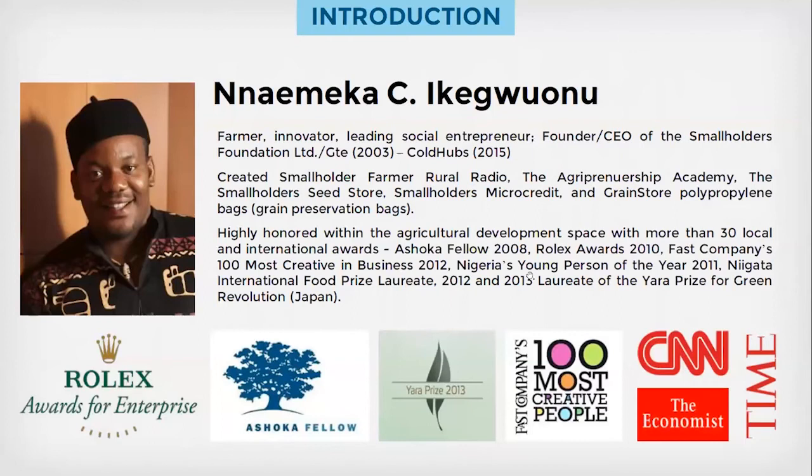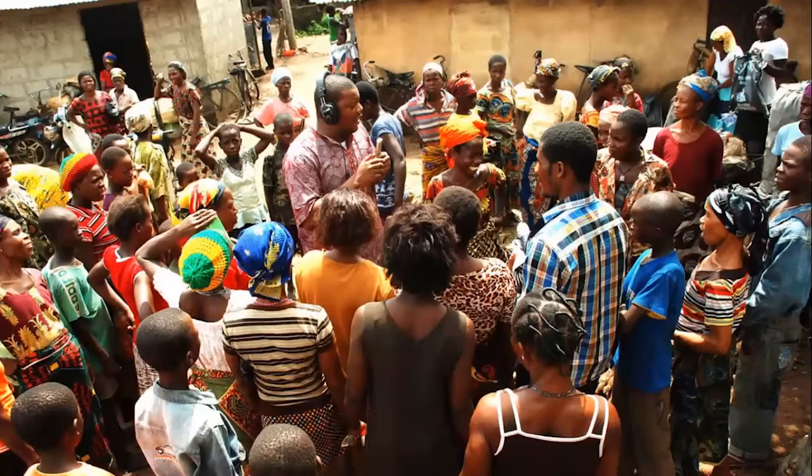But real quickly, as an introduction, my name is Nnaemeka Ikegwu. I'm a farmer, a radio presenter, and a social entrepreneur. I founded my first venture, the Smallholders Foundation, in 2003 as a nonprofit that uses educational radio programs to improve the livelihood of rural smallholder farmers. The flagship of that organization was a community radio station, the Smallholder Farmers Rural Radio. I established this radio station in 2007, and I spent 30% of my time at the studio talking about agriculture and receiving listener responses. The other 70% I spent in the field, sitting down with farmers and standing up with them to identify challenges and opportunities within the agricultural space.